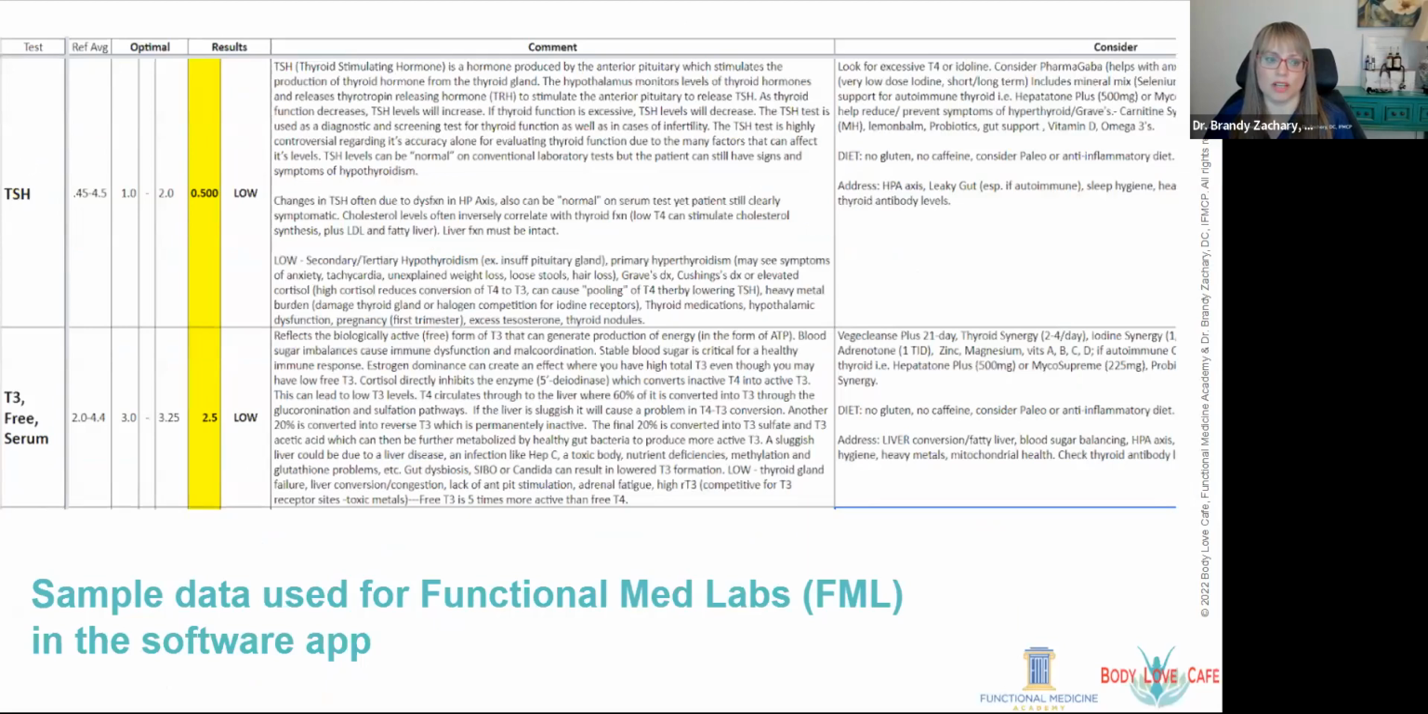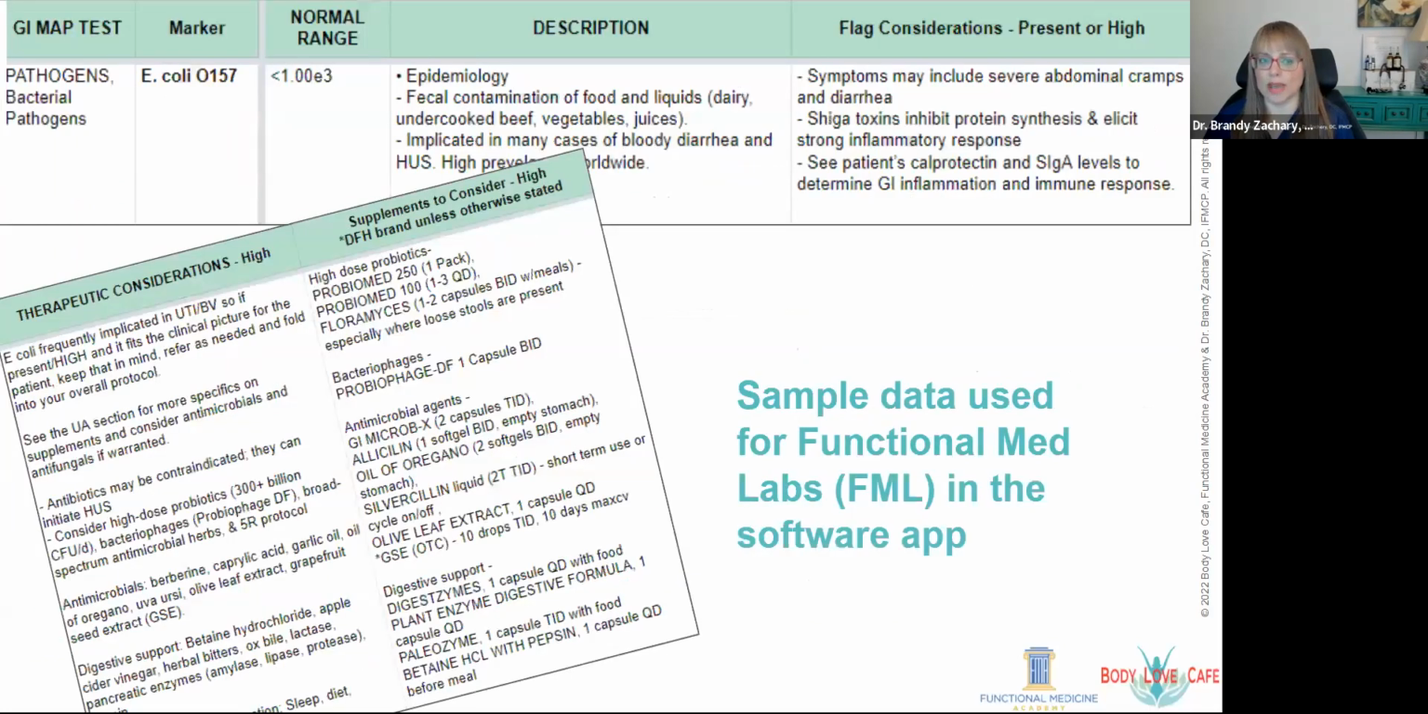So an example of a thyroid marker, the typical medical range. This would not get flagged, but functionally it gets flagged. What are some of the significance and what are some of the lifestyle changes or supplements we might want to consider? Here's another example. This is GI Map though. So one of the markers, what does it mean?